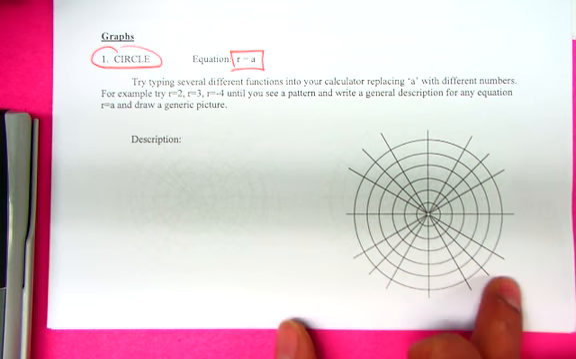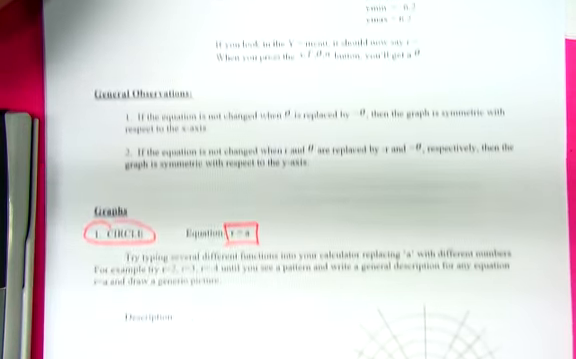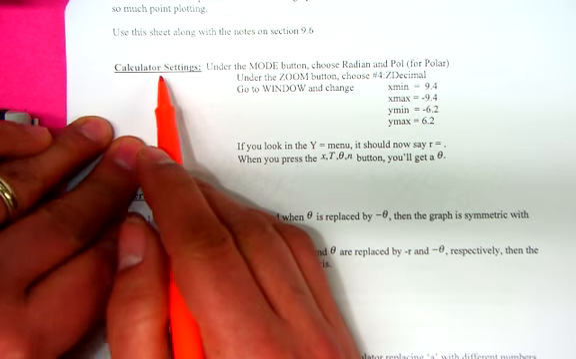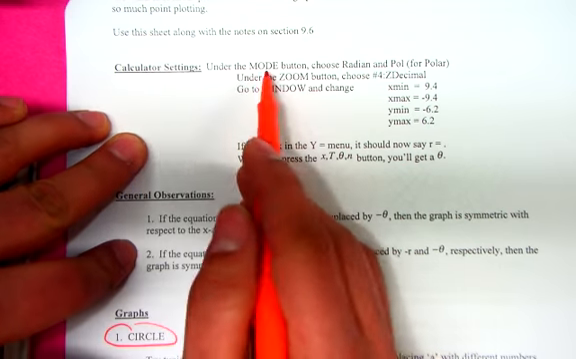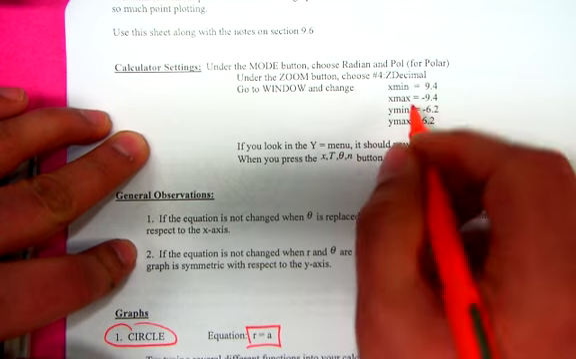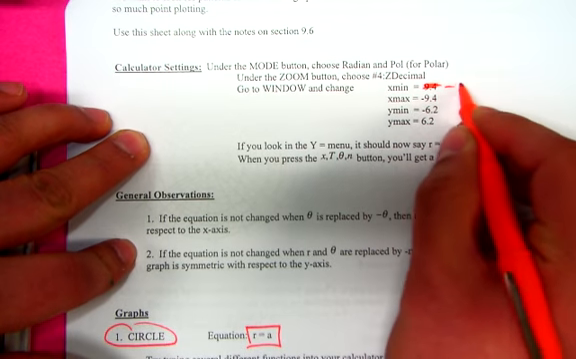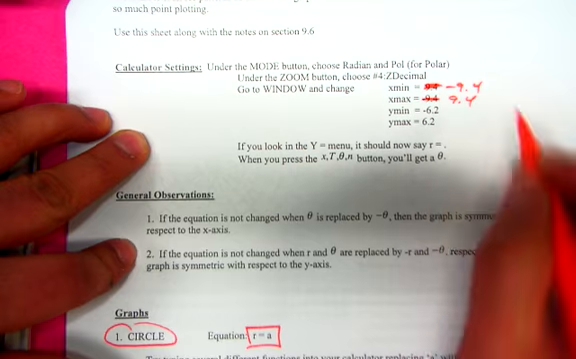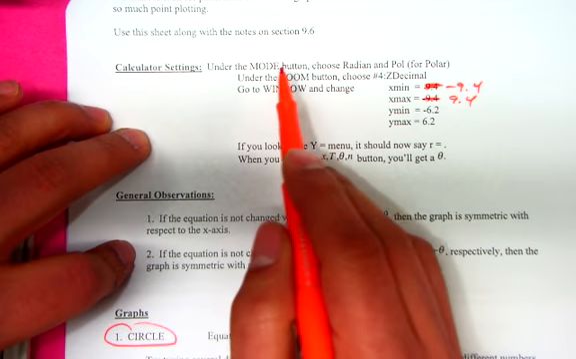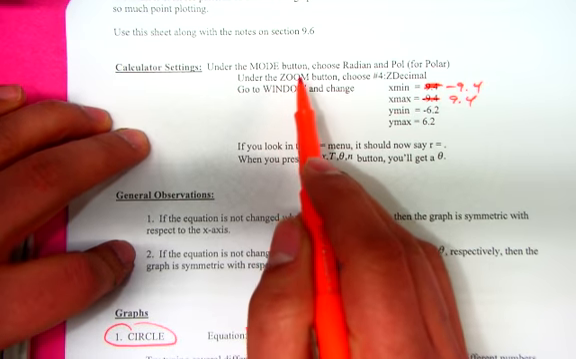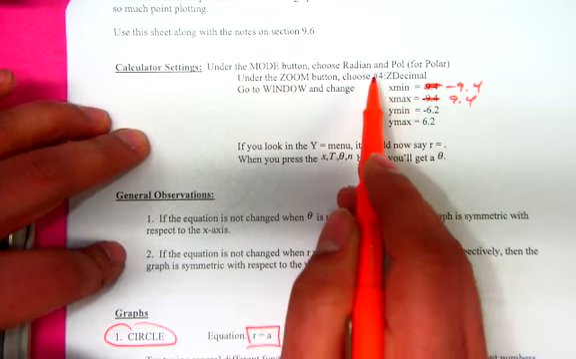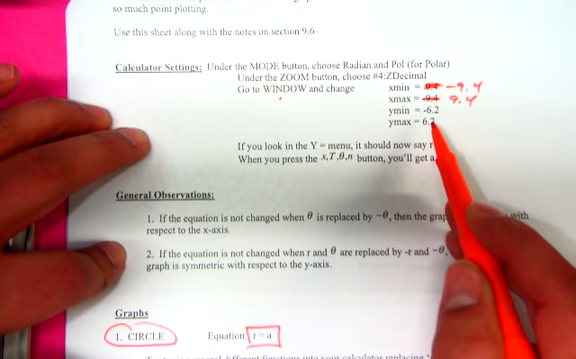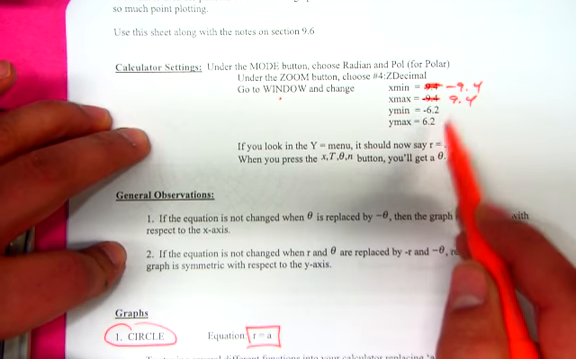So for those catching up, we're on 10.7 in the packet. We follow the directions for calculator settings, changed our mode to polar. This should be negative 9.4 for Xmin and positive 9.4 for Xmax. So first, change your mode to polar, go to zoom, number 4, and then you're going to go to window and change your Xmin and max, Ymin and max, so that you get these settings.